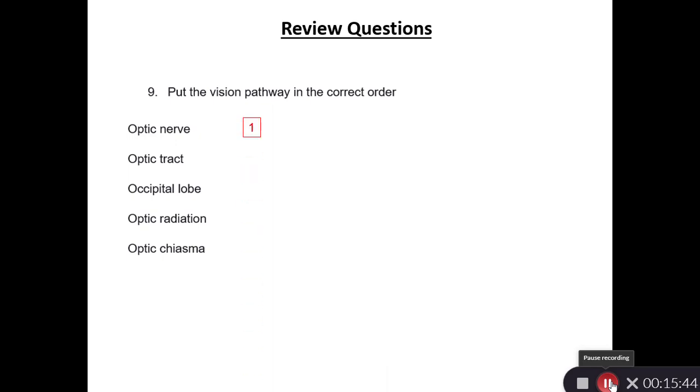Okay, now let's put the vision pathway in the correct order, beginning with the optic nerve. So the optic nerve comes first, then we have optic chiasma. From the optic chiasma, the vision goes to the optic tract. From the optic tract, it goes to the thalamus, then to the optic radiation, and finally to the occipital lobe.